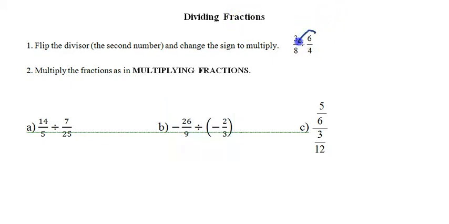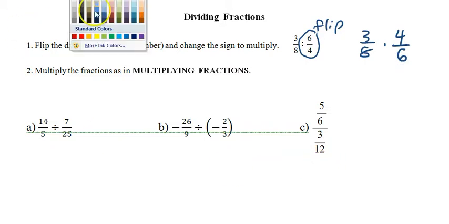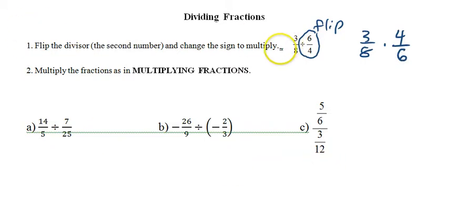So what we do is you take this second number and you flip it. So it's 3/8 times 4/6. And then now you can multiply as we did in multiplying fractions, which means you can multiply straight across and then reduce, or what I like to do, reduce first and then multiply. So 1 times 1 is 1, 2 times 2 is 4.